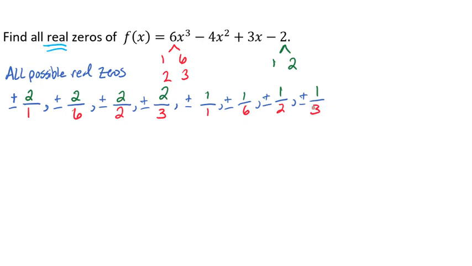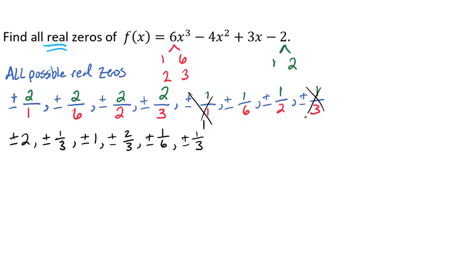So we can reduce a lot of these, and we don't need any repeats. So what we're looking at is plus or minus 2, plus or minus 1/3, plus or minus 1, plus or minus 2/3, and plus or minus 1 again, so we don't need to rewrite that. We can move over to the 1/6, and we don't have 1/2 yet, so plus or minus 1/2, but we already have 1/3, so we don't need that one. So this represents our list of possible real zeros. There's 12 choices in total because each one could be positive or negative.